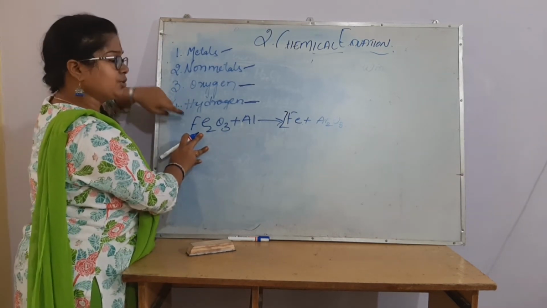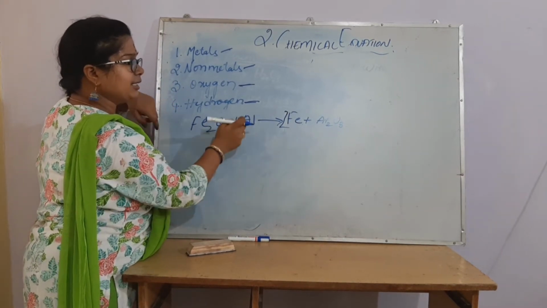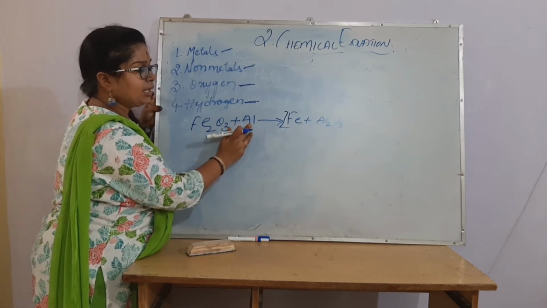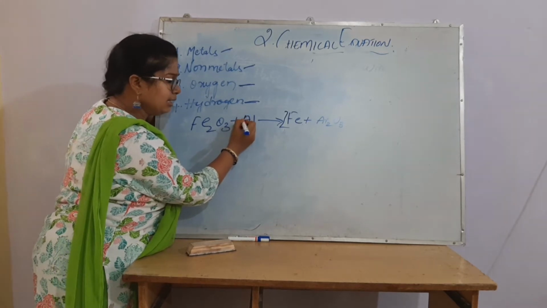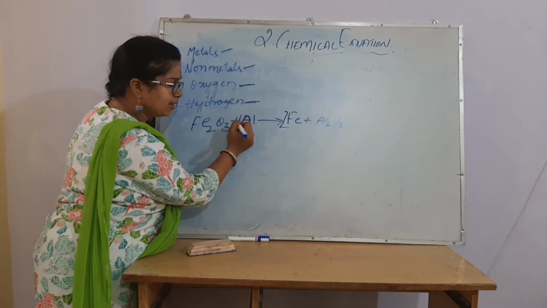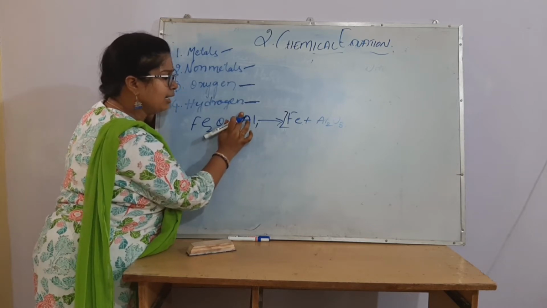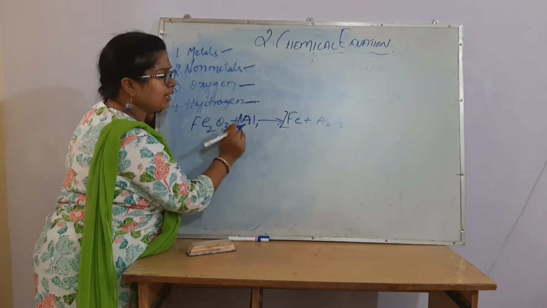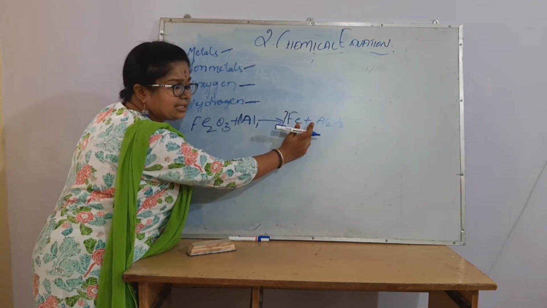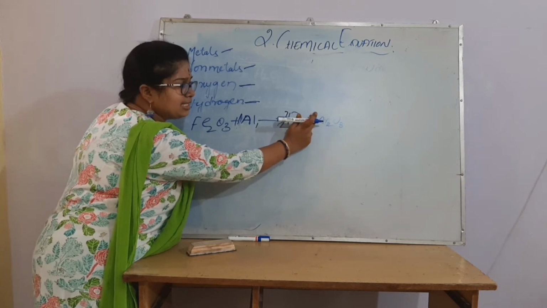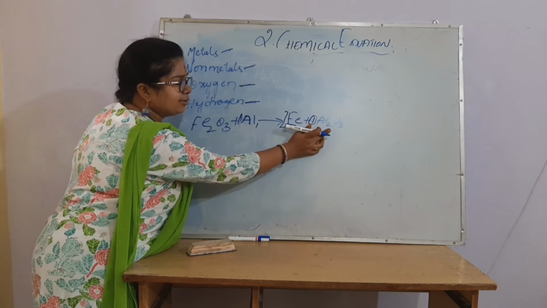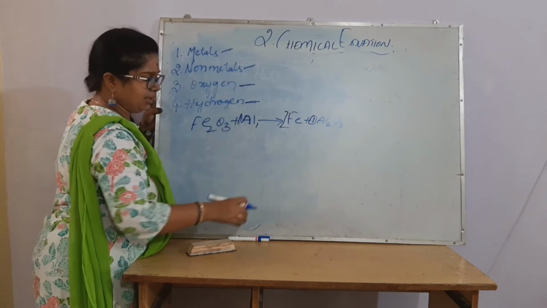Here again metals, 2 and 2, done. Next metal is aluminium, Al. Here there is no subscript and no coefficient, so you need to estimate it as 1. 1 into 1 is 1. Here 1 into 2. Nothing is there, it means 1. 1 into 2 is 2. Here 1 into 1 is 1.